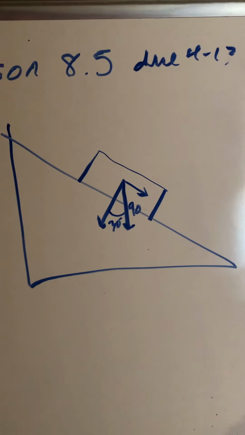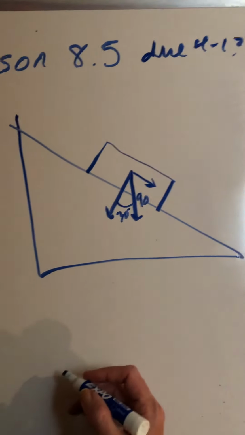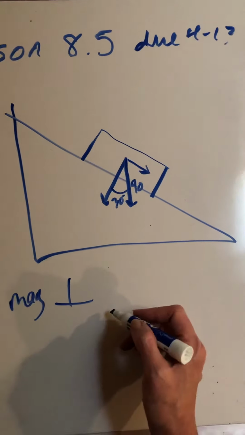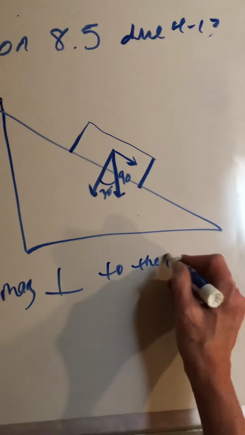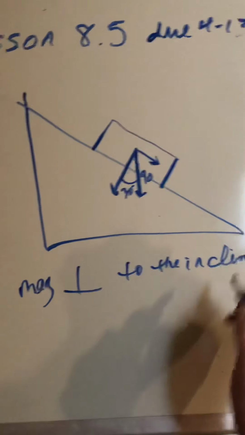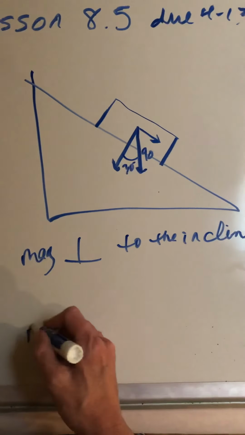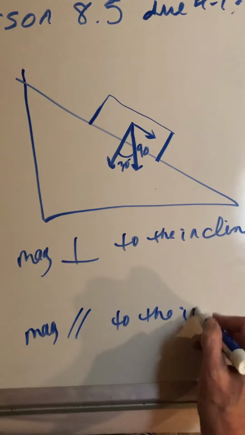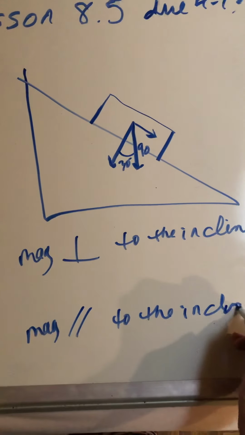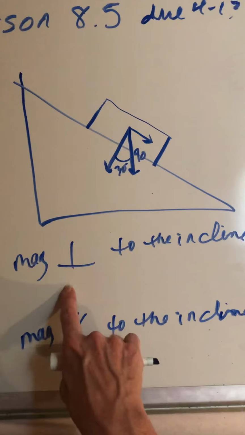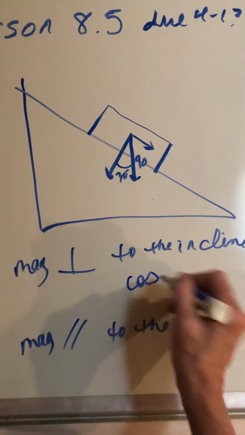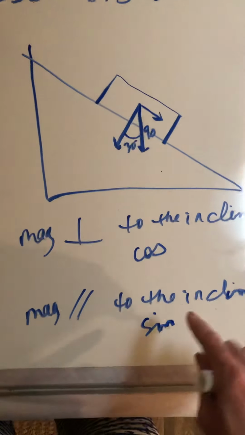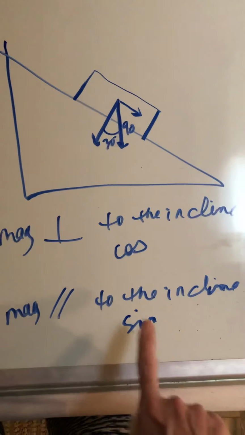So what we're asked for is the magnitude perpendicular to the incline. We want the magnitude perpendicular to the incline. We want the magnitude parallel to the incline, okay? So again, giving you some shortcuts. The magnitude perpendicular to the incline is cosine. You're going to use cosine on perpendicular. You're going to use sine on parallel. So if you want perpendicular, it's cosine. If you want parallel, it's sine.